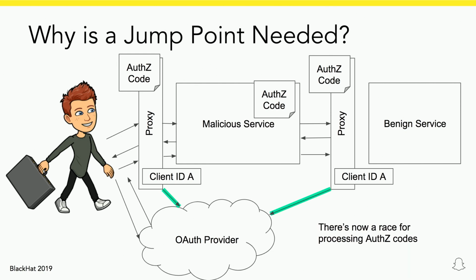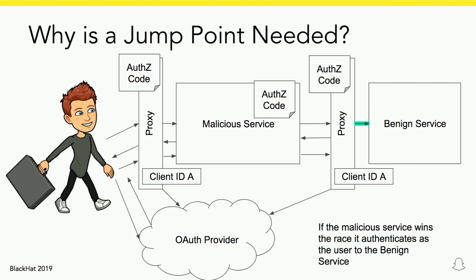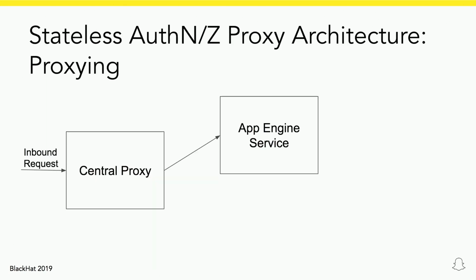So you now have two instances of this proxy competing against each other for who gets to Google first. And if the second proxy wins, if the proxy in front of the benign service wins this race, the proxy will end up authenticating the malicious service to the benign service as this user. And so now the malicious service is able to take any of its identities that come to it and replay those against other services. So that's why we created this whole jump point, to avoid this entire attack scenario.